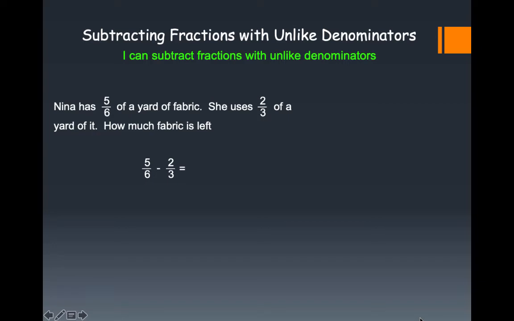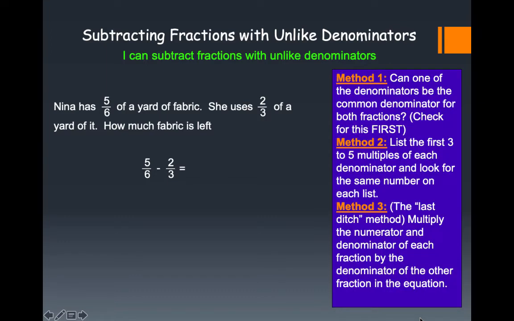Since we don't have a common denominator, we've got to find one. So let's review those methods we talked about last time. I'm going to look at method 1. Can one of the denominators be a common denominator for both fractions, which is what I need to check first? The answer here is yes. I could make 6 into 3 if the numerator 5 was evenly divisible by 2. It isn't, so I'm going to have to multiply here.